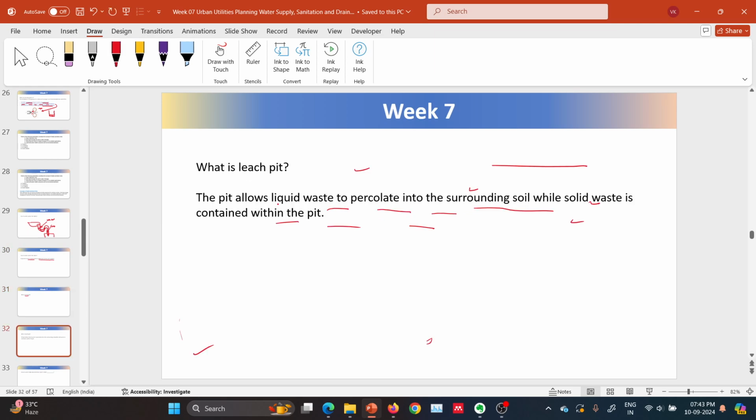What is a leach pit? This pit allows liquid waste to percolate into the surrounding soil, while solid waste is contained within the pit. So the sewage is discharged into the pit. This water will percolate and the solid will remain here.